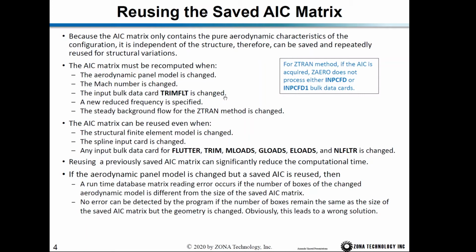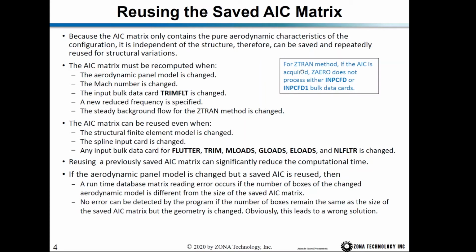And actually, saving is useful because AIC is independent of structure. So if you want to change the structure but the aerodynamic panel model is set, you can reuse the saved AIC. However, the AIC matrix must be recomputed when the aerodynamic panel model is changed, the Mach number is changed, the input card TRIM FLAT is changed, a new reduced frequency is specified (in this case, you want to say save equal to add), or the steady background flow for the ZTRAN method is changed.